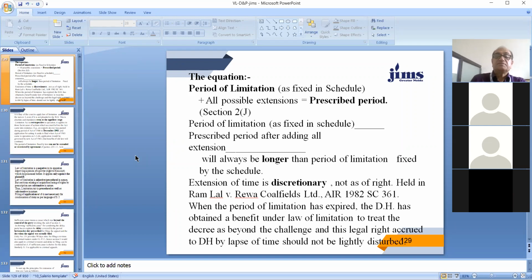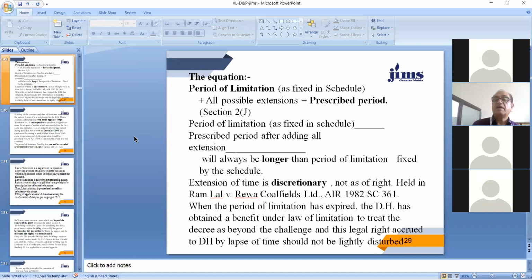There is a leading case on it, Ramlal versus Rewa Coalfields Limited. When the period of limitation has expired, the decree holder has obtained a benefit under the law of limitation to treat the decree as beyond challenge, and this legal right accrued to the DH by lapse of time should not be lightly disturbed. This leading case says that once the decree holder has accrued certain rights because of lapse of time, so once a decree cannot be executed because of lapse of time, then the DH gets this advantage, and giving this advantage is again at the discretion of the court.